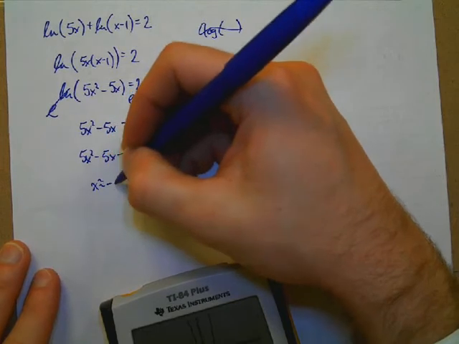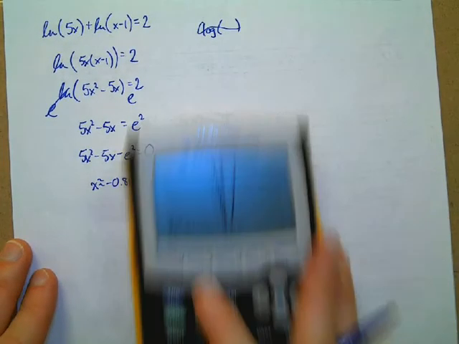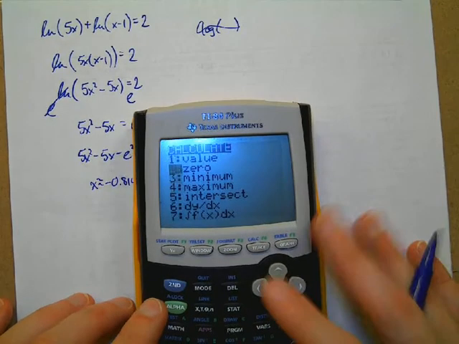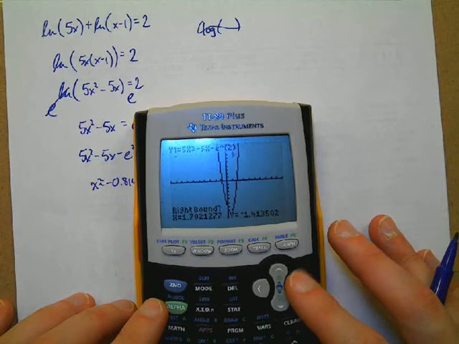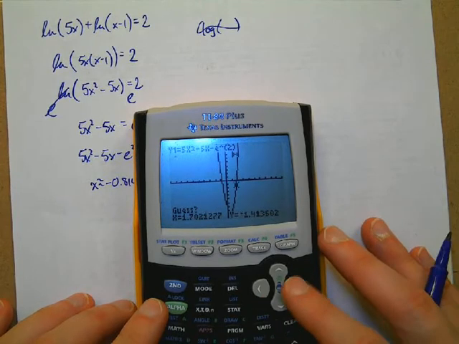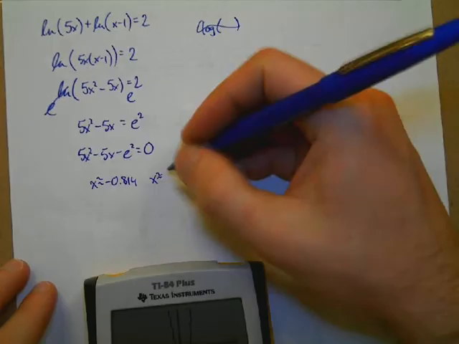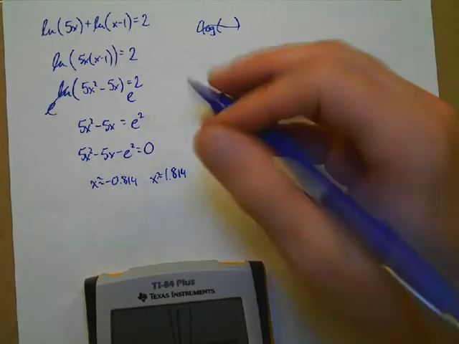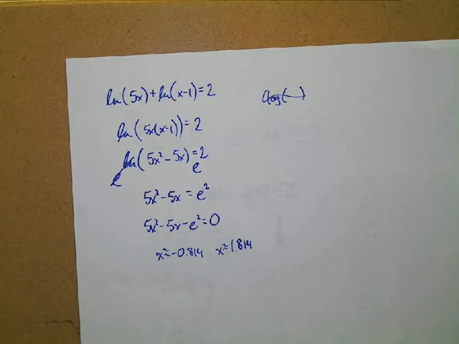Now, one of these x values is not going to work. Can anyone figure out which one it's going to be just by looking at the x values? One of these x values will not work. Which one is it going to be? The negative 0.814. When you plug the negative number in here, you're going to have 5 times the negative number, which is negative. You take the natural log of a negative number, and no good. The 1.814, it's positive, so times 5 will still be positive. 1.814 minus 1, still positive.